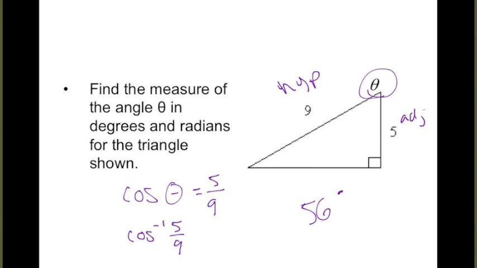Your iPhones will do this as well. If you turn them on their side, they have their trig button, and there is a shift or a second button that will turn it into the inverse cosine. You have to type it in backwards, so you have to do the 5 divided by 9, enter, and then do your inverse cosine. But it will work on those as well.